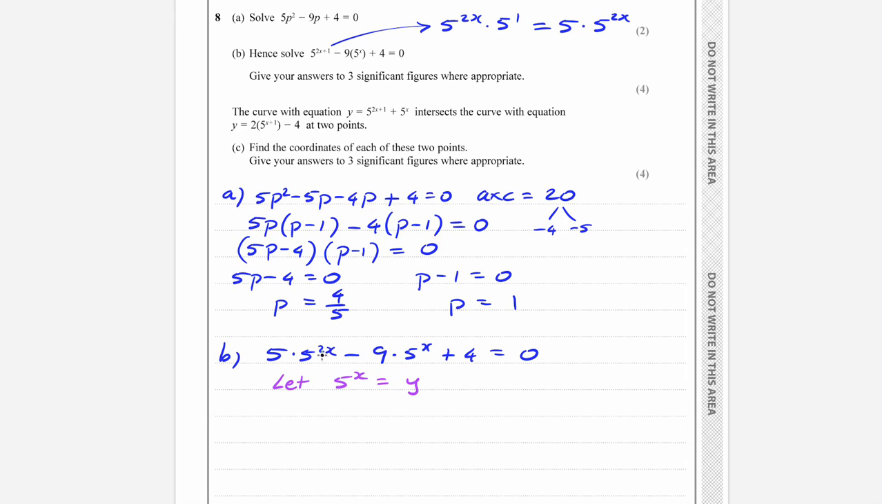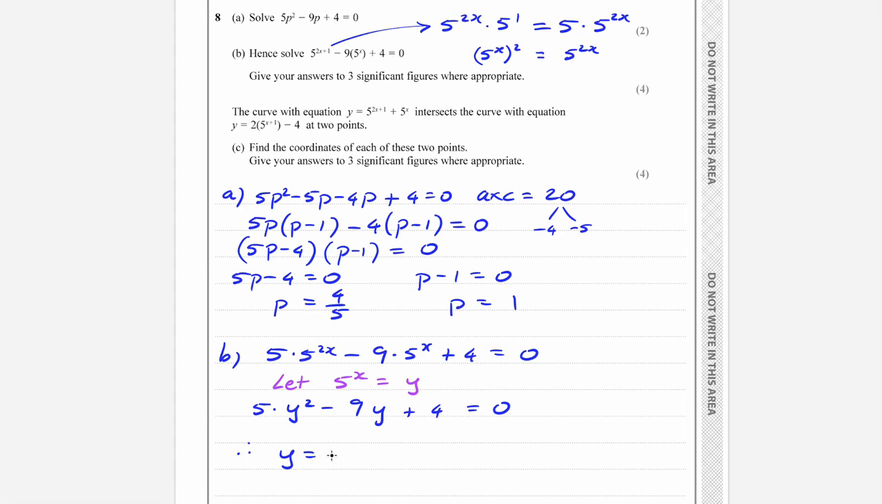We then have 5 times, this is 5 to the x squared, because, guys, 5 to the x squared is 5 to the power of x times 2, which is 5 to the 2x. So this becomes 5 times y squared minus 9 times y plus 4 equals 0. Now, hence, he said, guys, hence solve this. So obviously I'm going to use part A. So part A has given us these two solutions.